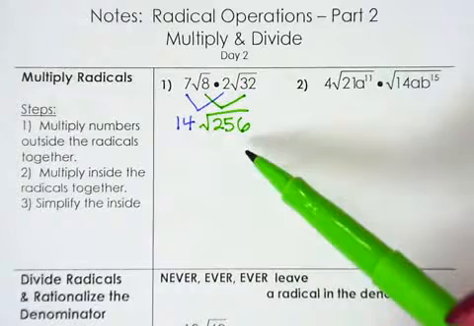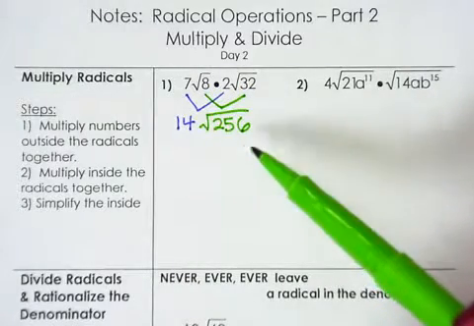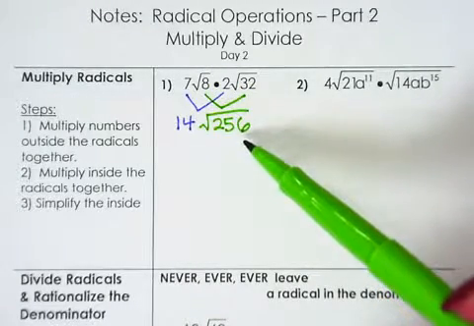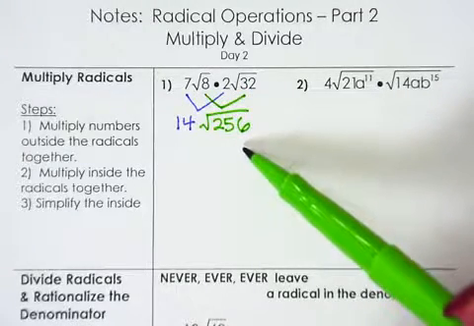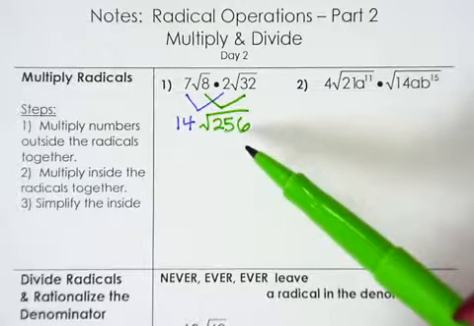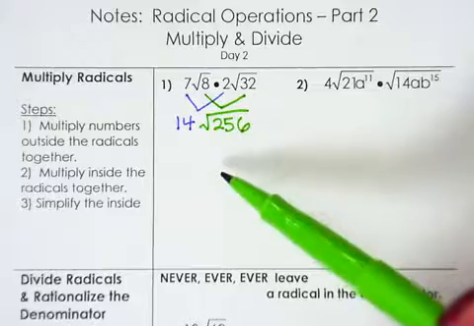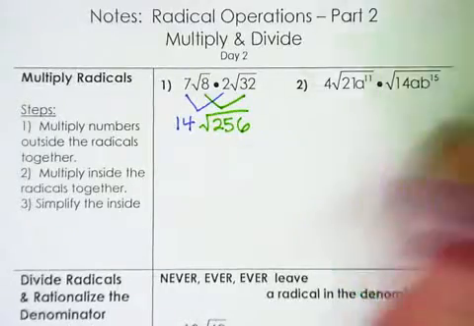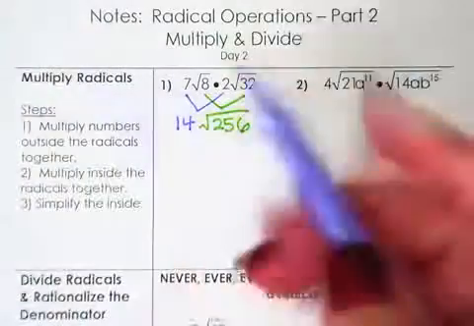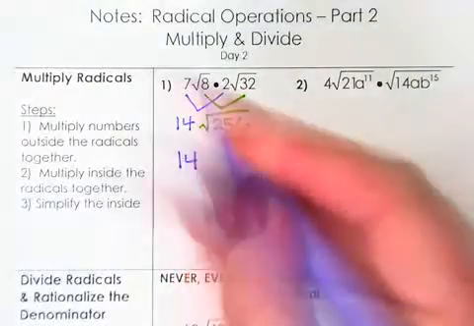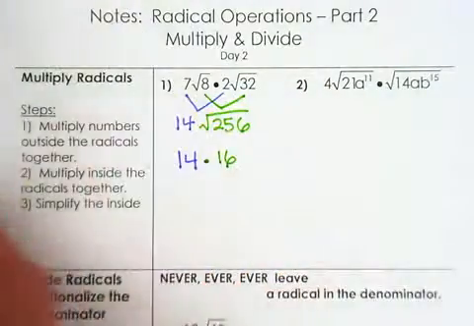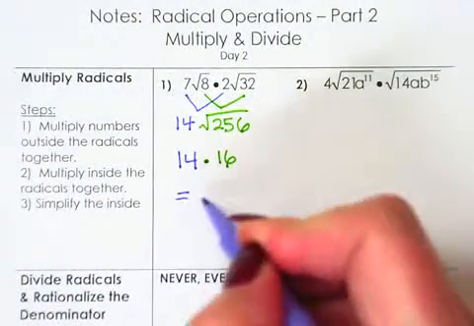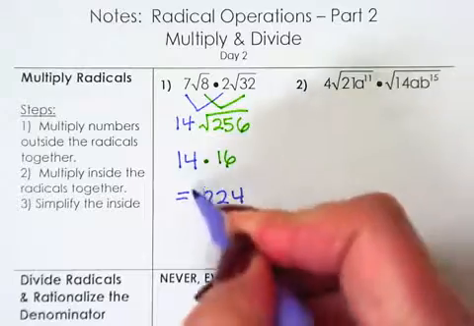Now the square root of 256 can be reduced. And if you recognize that 256, the square root of that is actually 16. It's a perfect square. If you didn't recognize it, you could break it down and do a factor tree. So recognizing that is going to save you some time. So this ends up being just 14 times 16. And so the final answer then is 224.